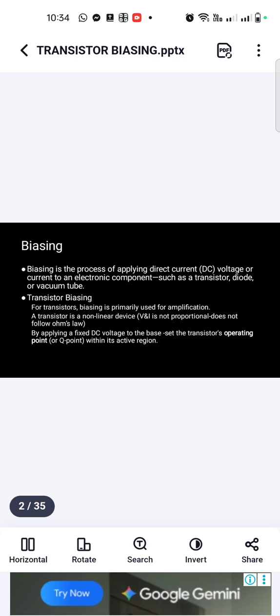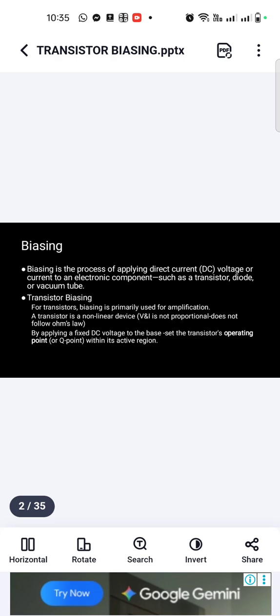For what purpose are we using this biasing? To set the proper operating point. This operating point is otherwise called the Q point or quiescent point. In transistor biasing, this is primarily used for amplification. What is an amplifier or amplification? Amplification is used to improve a weak signal to a strong signal.